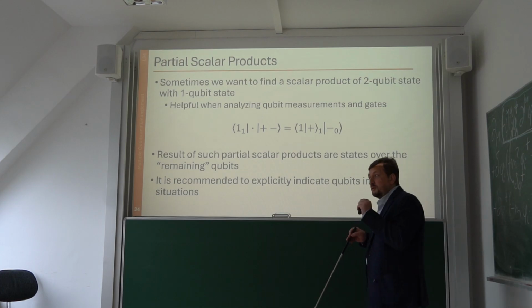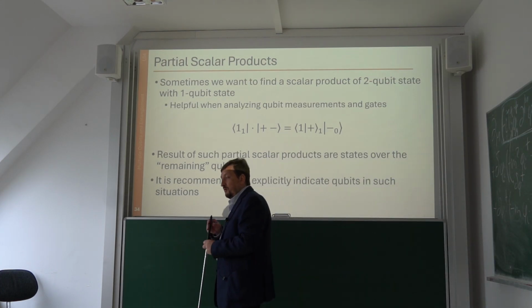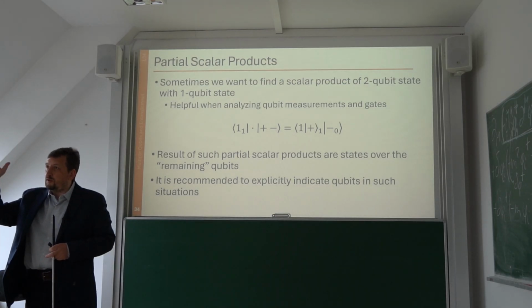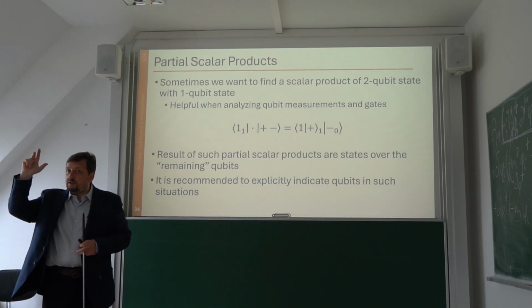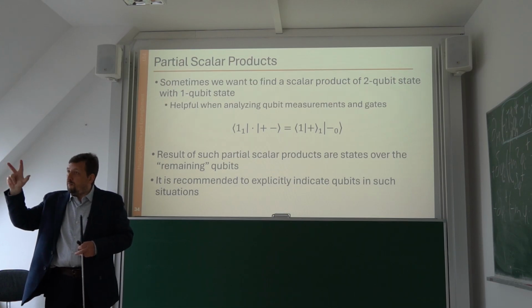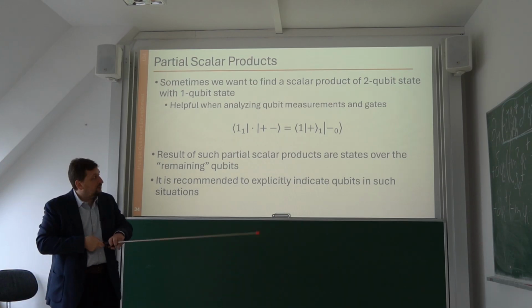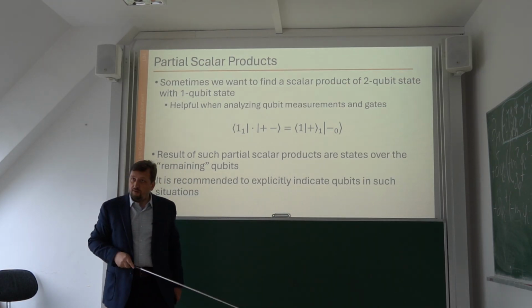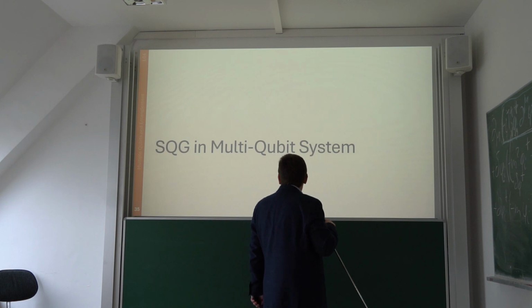And again, it has physical relevance to the measurement process. If we have 5 qubits and we measure 2 of them, for example, we know the states of these 2 qubits because we measured them. What about the remaining 3 qubits? They will stay, so this is how we can calculate them. And we will see this later.